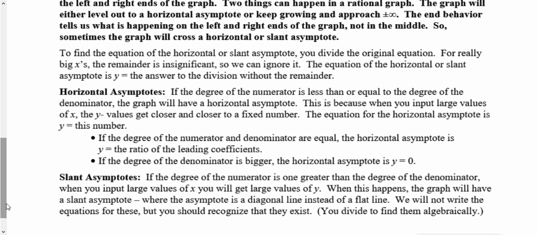Slant asymptotes. If the degree of the numerator is 1 more than the degree of the bottom, so like you have an x squared over an x, then when you input large values of x, you're going to wind up with the top winning out and you will get large values of y. When this happens, the graph will have a slant asymptote, where the asymptote is a diagonal line instead of a flat or a horizontal line. We will not write the equations for these this year, but you should recognize that they exist and they might come up when you're working. You would just divide to find them algebraically, and we'll do that in pre-calculus.